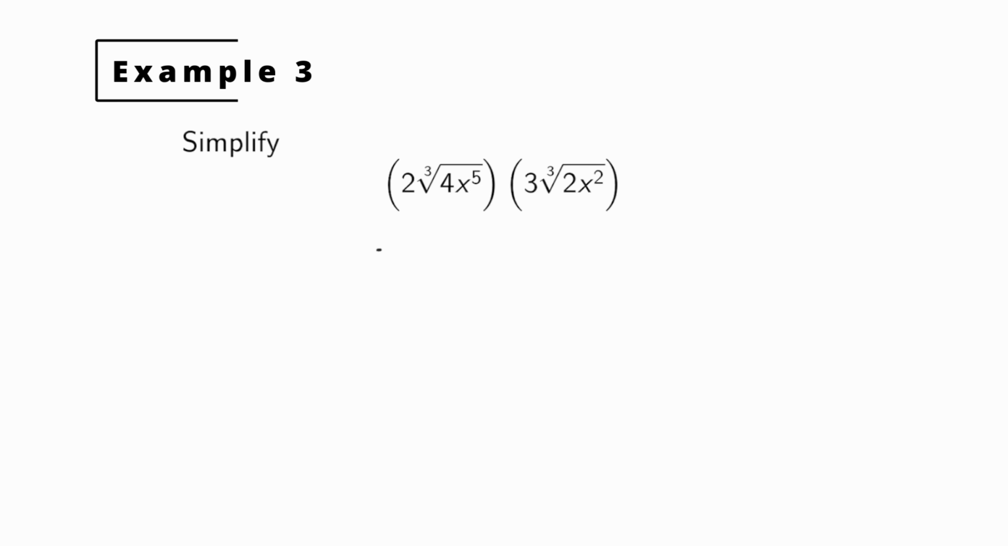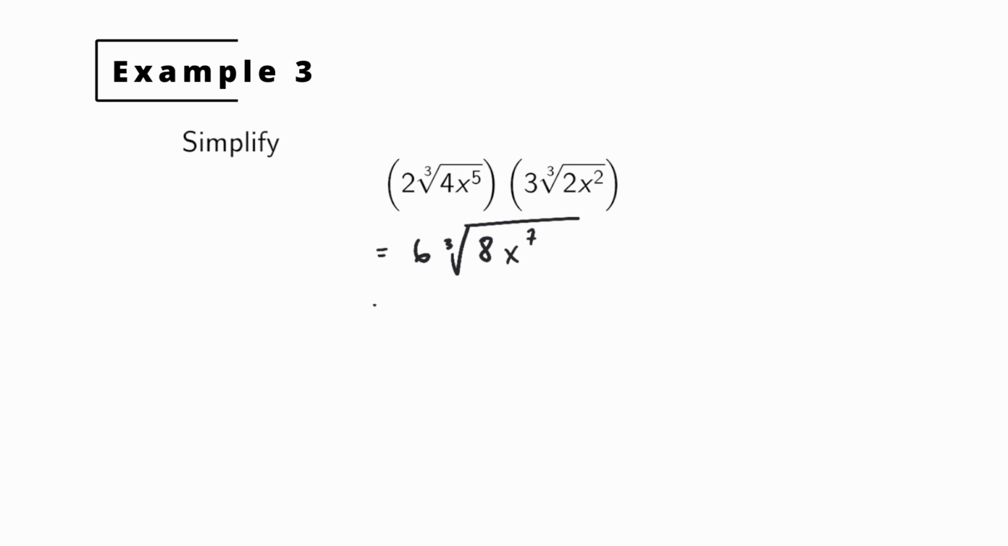Example 3. We can start by multiplying the factors that are not underneath the radical. So we have 2 times 3, which is 6. And then we're going to have the cube root of, we can multiply what we have inside. So 4 times 2 is 8. And then we have x to the 5th times x squared, which gives us x to the 7th. Now it's multiplied out, but we have to simplify.